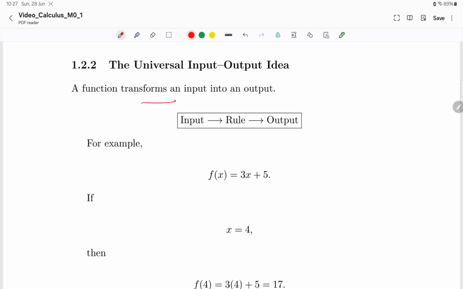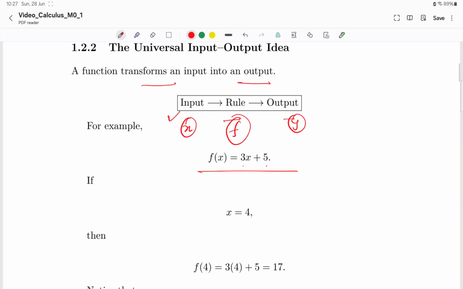A function is simply a rule, input to output. There is some input, there is some rule, and there is some output. What is input? x. What is output? y. What is the rule? The function itself. Here is an example of a linear function. This is also a linear function, even if multiplied by 3 and added term 5, because it's linear in x and has only one variable. If x equals 4, this is the input, we get the output 17. This is the rule.